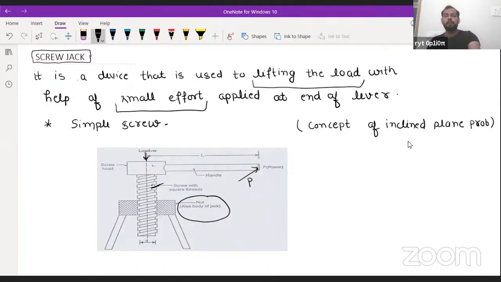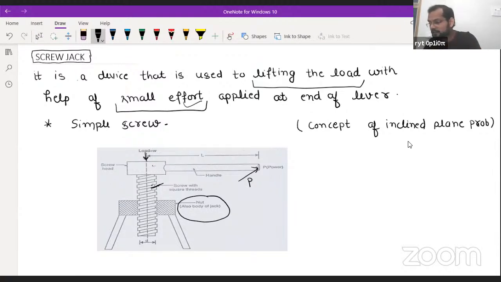Now, as we are interested in calculating the effort required to raise the load, here we will see one derivation for raising the load. In the same way, you can do the analysis for lowering the load. I will not derive the equation for lowering the load. This is your homework, but I will write down the expression. Here we will discuss the efficiency of a screw jack, and the self-locking screw and the overhauling screw. Is it okay?